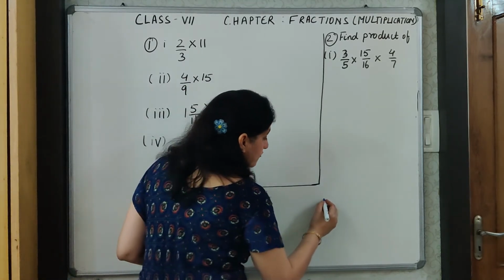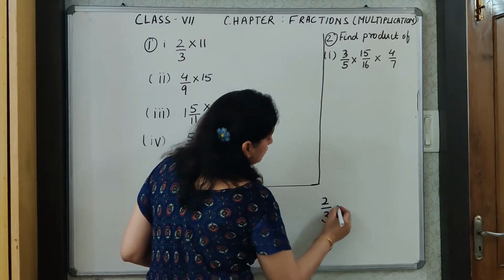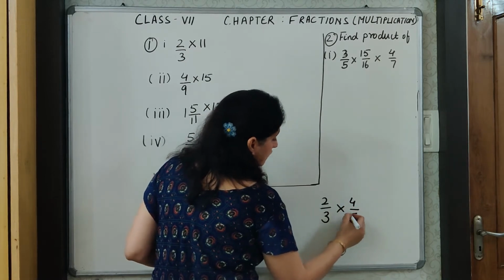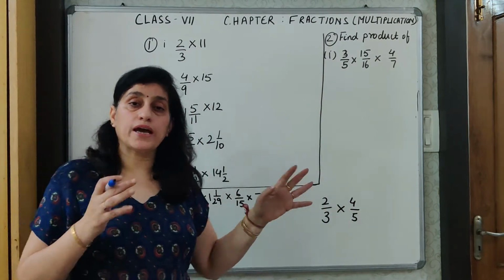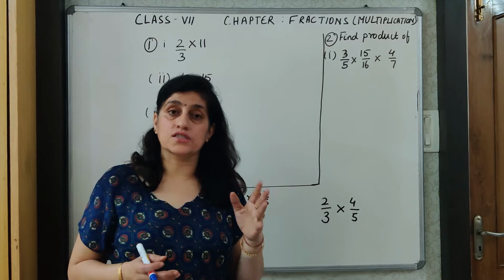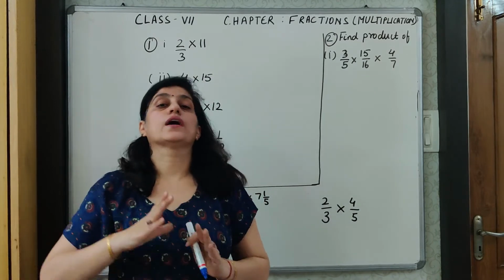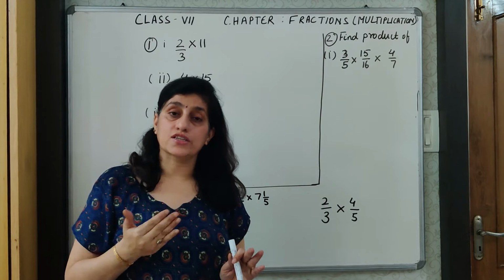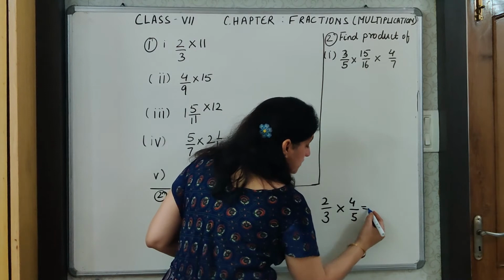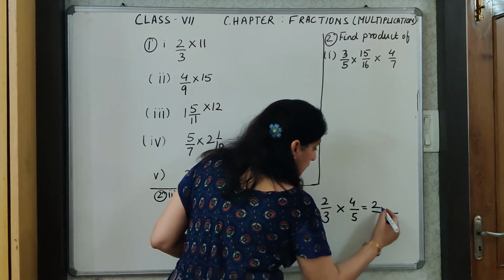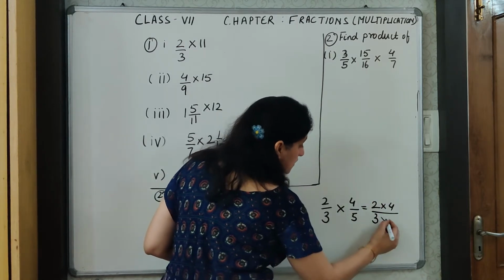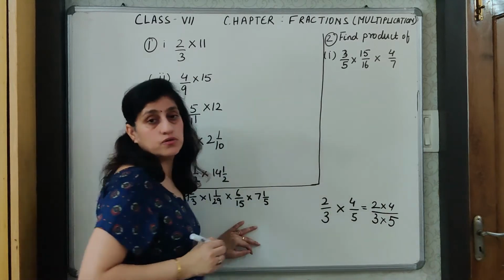For example, I have two fractions, say 2 upon 3, which is being multiplied by a fraction, say 4 upon 5. Now, when we multiply two or more fractions, the numerators of all the fractions are multiplied together and the denominators of all the fractions are multiplied together. This question can be written as 2 upon 3, meaning 2 into 4, numerators multiplied together and denominators multiplied together.